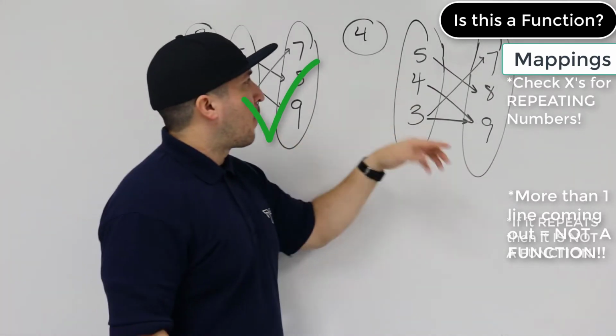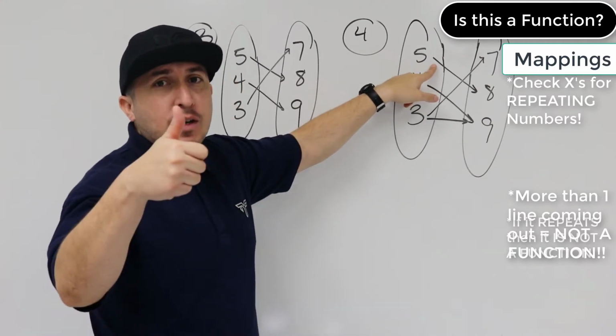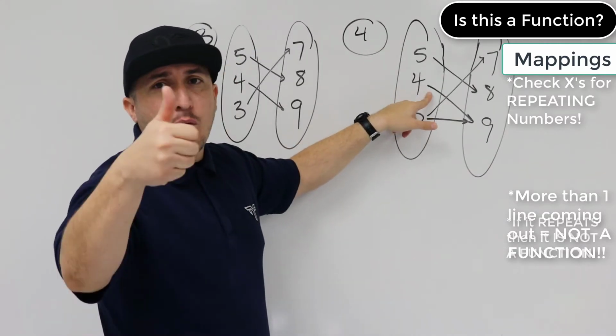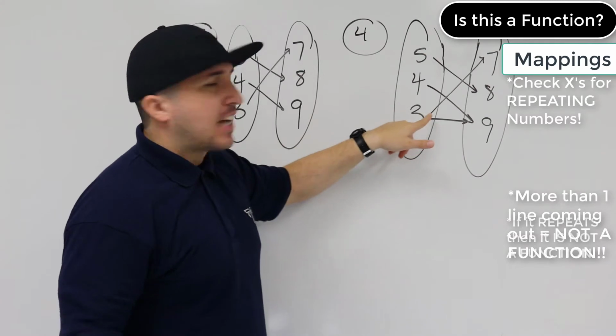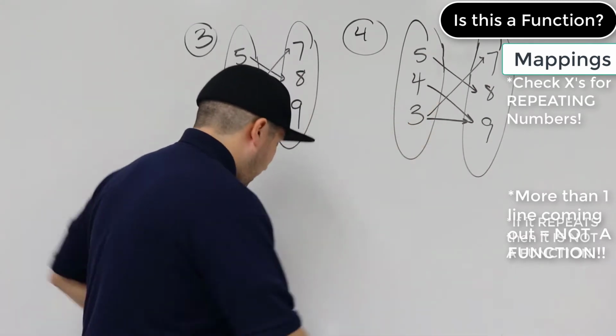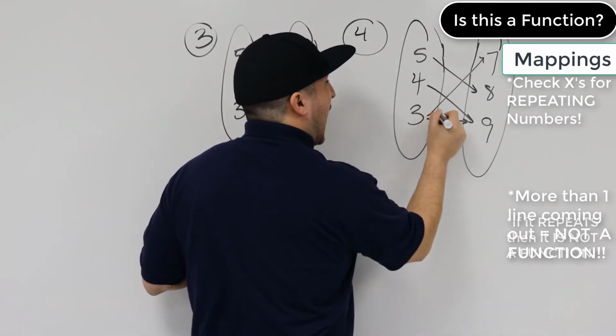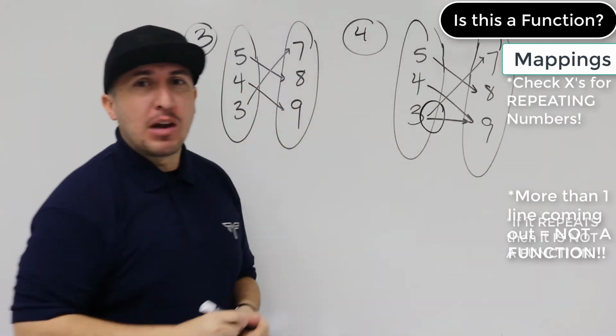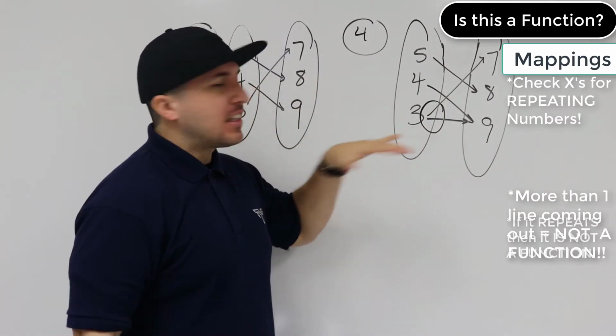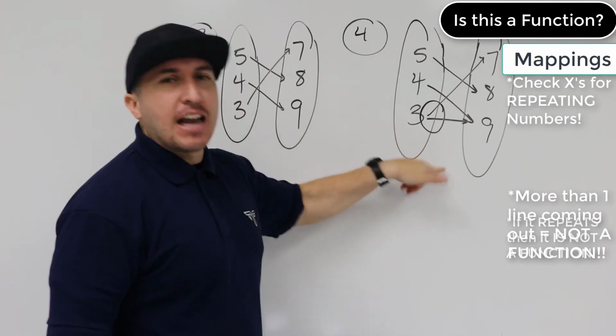All right, let's check out number 4. 5, he's got 1, so he's good. 4, he's got 1, so he's good. 3, he's got 1. 2? What? You can't have 2 lines coming out of one number. That doesn't happen. This is not a function.